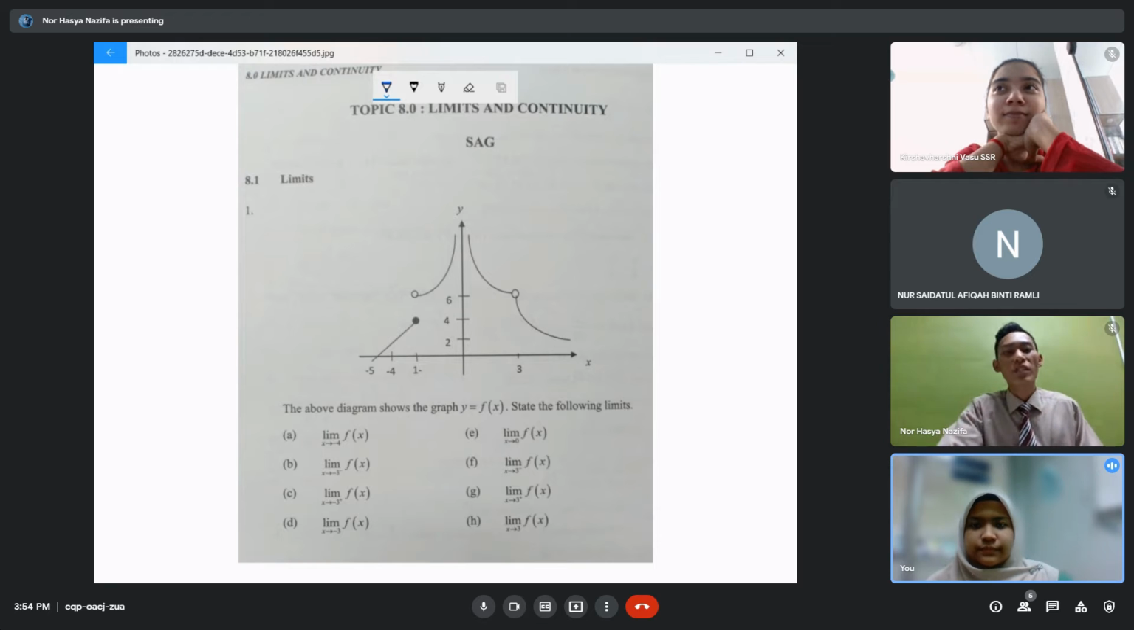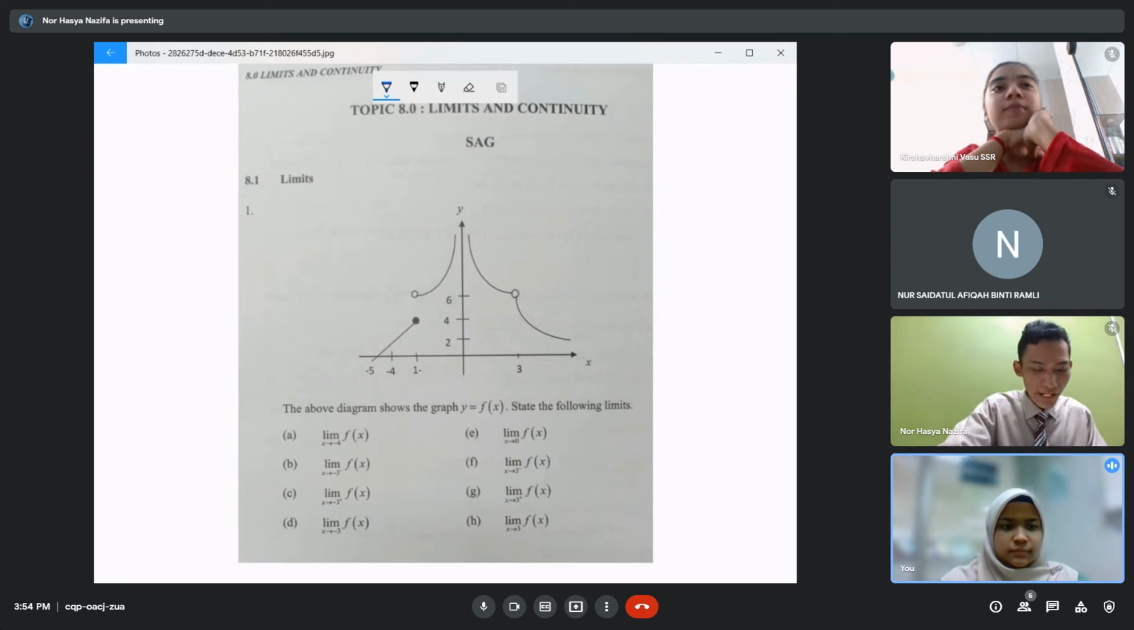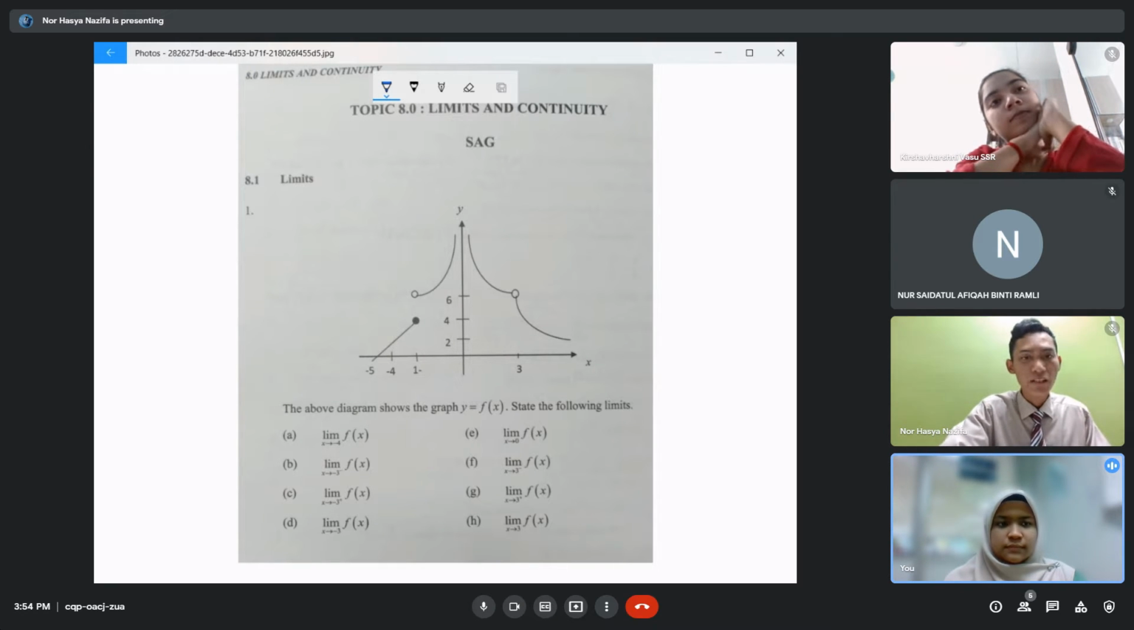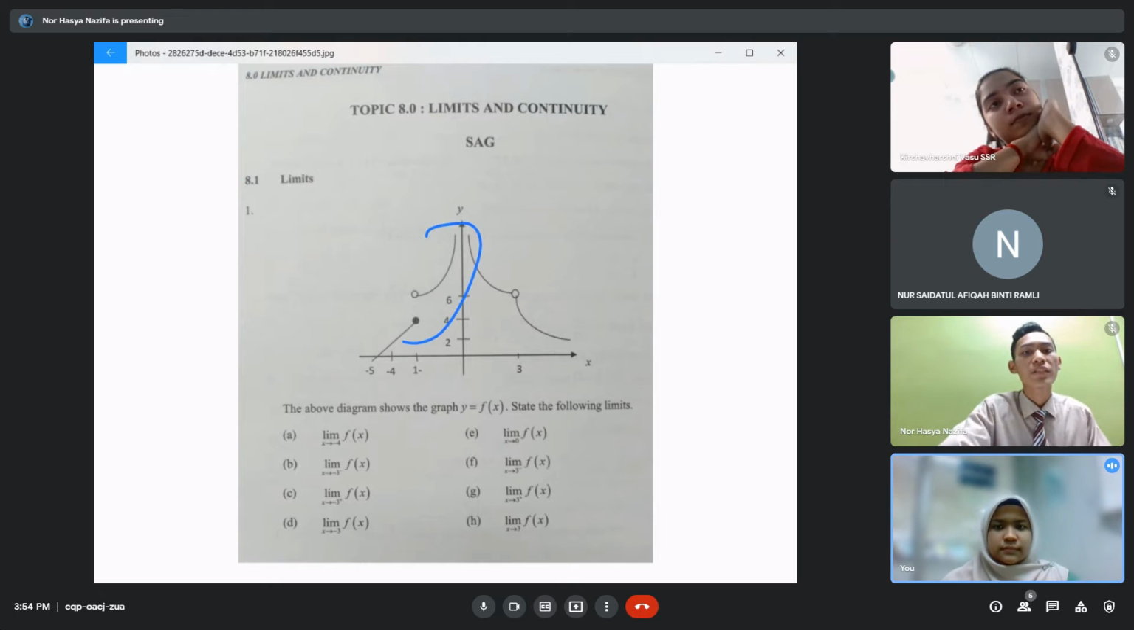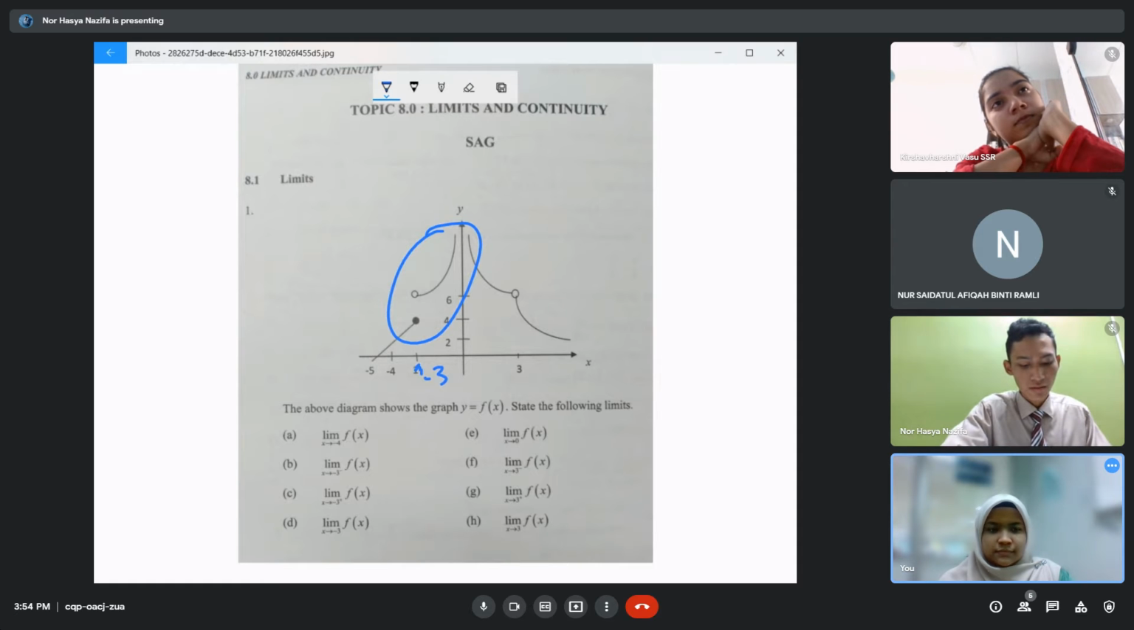The next question will be 1c, which is the limit of f(x) as x approaching 3 from the right. As you can see in the graph here, this question has a typo, which is -1 is -3. When x approaches 3 from the right, we use this graph, and thus the answer for C would be 6.